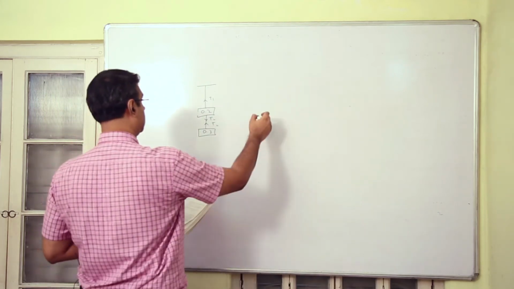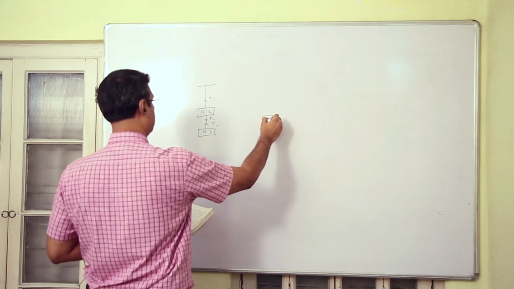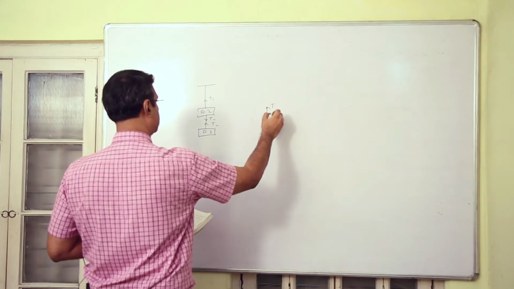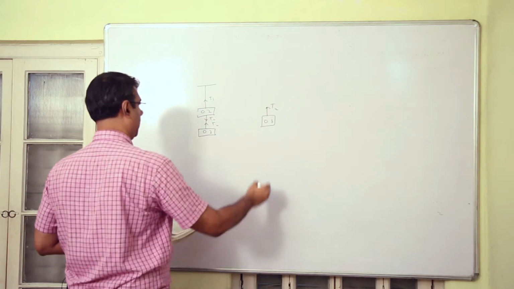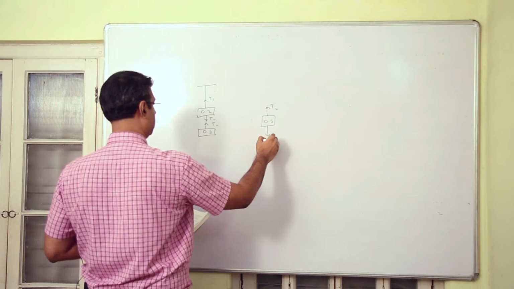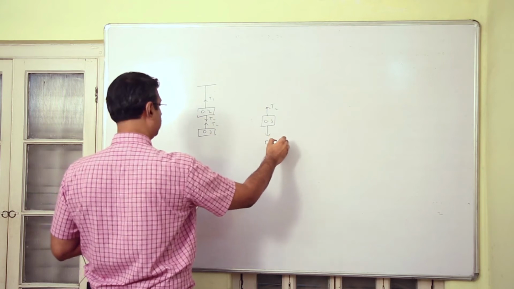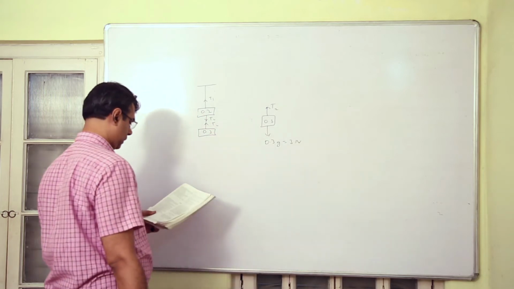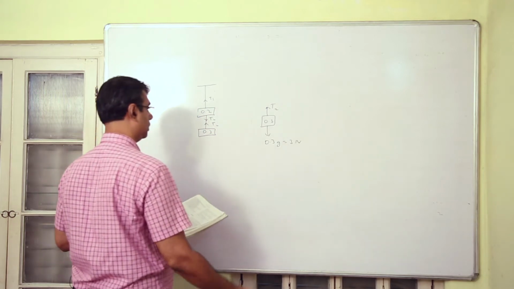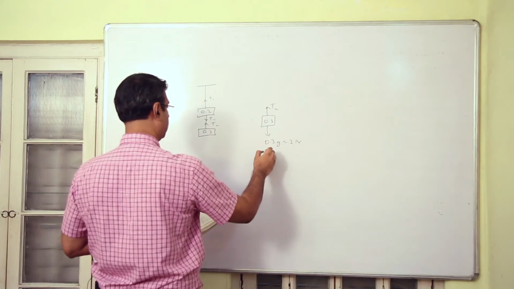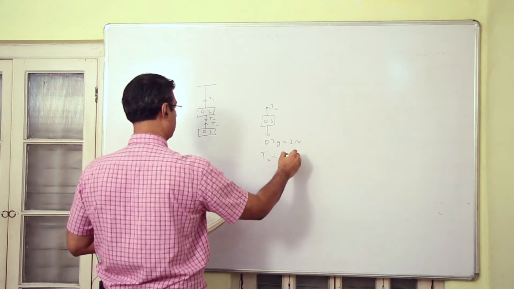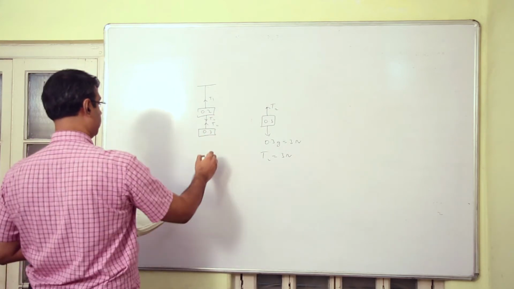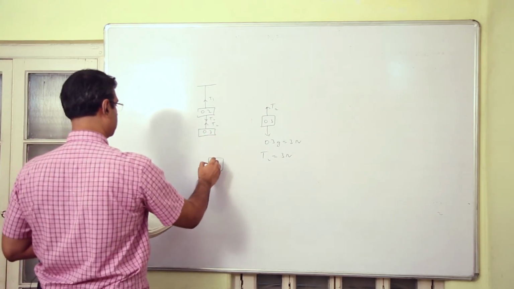If you consider the free body diagram of the lower block, the tension is T2 and obviously the weight will be 0.3 into gravity, so it is coming to 3 newtons. So we can now look at this diagram and say that from the equilibrium of the block, T2 will be 3 newtons. Now let us try to draw the free body diagram of this other block.